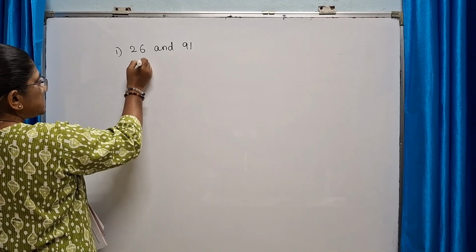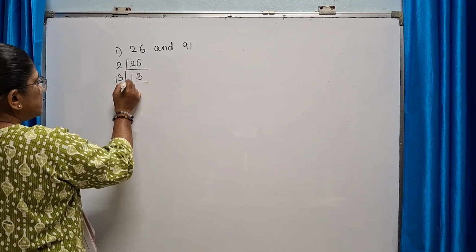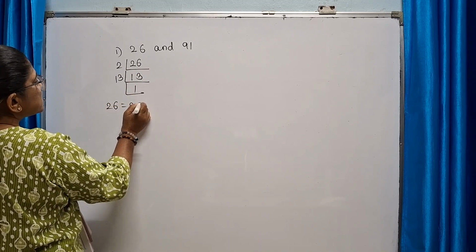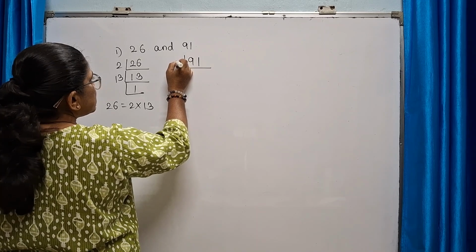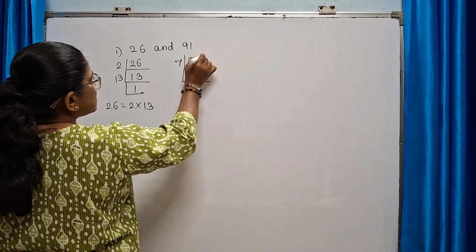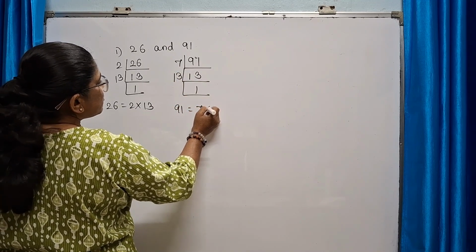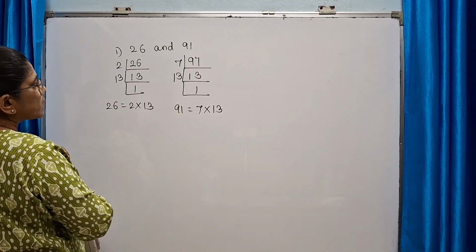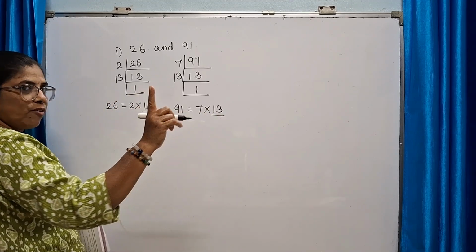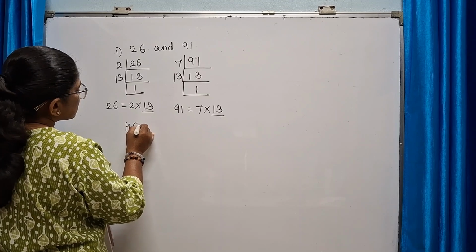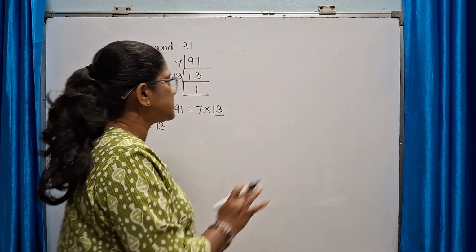Let's factorize 26. 26 is 2 into 13. Let's factorize 91. Divide by 7: 7 ones are 7, 7 thirteens are 91. So 91 is 7 into 13. In this case the common factor is 13, only one factor. So our HCF is 13. HCF is done. Now let's find the LCM of these numbers.